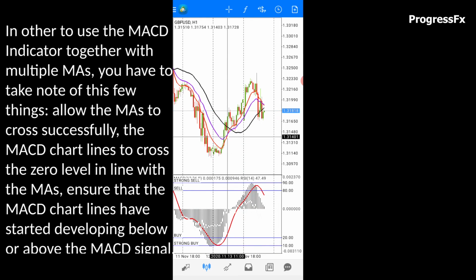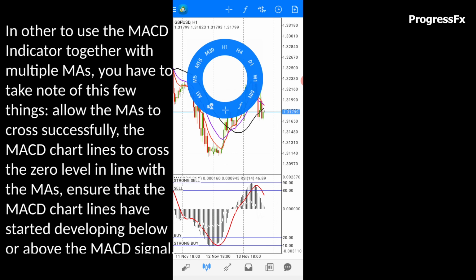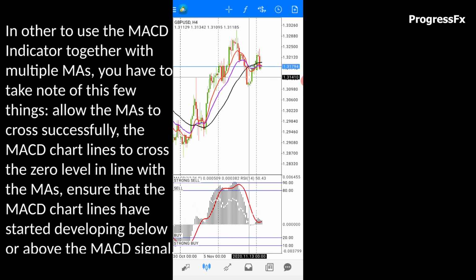So until the 1 hour chart crosses here, I am not going to sell, even though the 4 hours confirmed a sell. As you can see, it is not ready for sale until it is well confirmed.